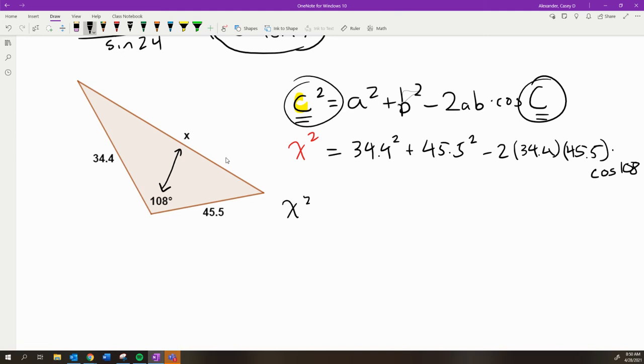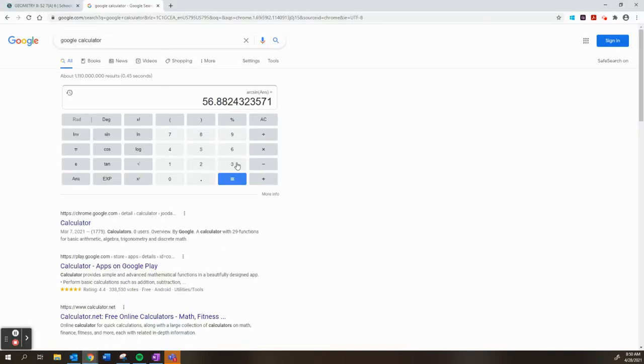So now I'm just going to use my calculator to do all of this. So 34.4 and 45.5. I'm just going to try to remember those numbers. 34.4 squared plus 45.5 squared minus 2 times 34.4 times 45.5 times the cosine of 108 degrees. Oops, I missed the 0. I'm going to have to enter the whole thing. There we go. All right.